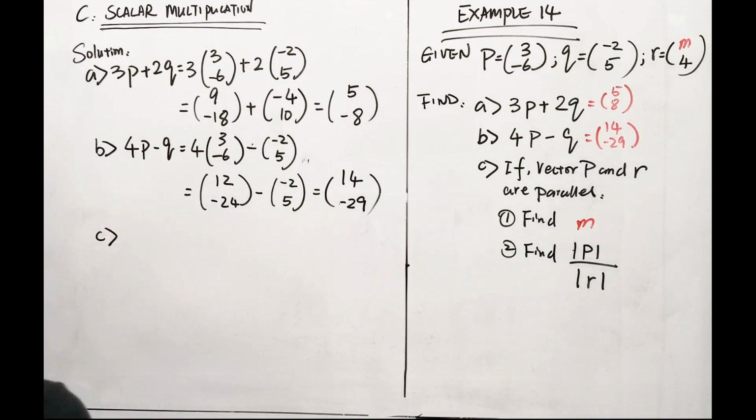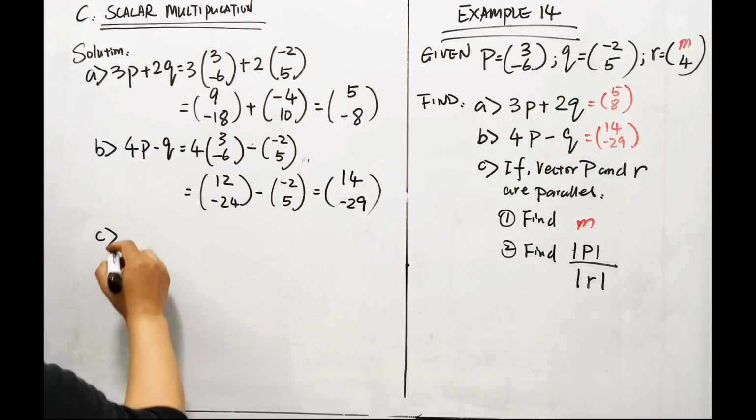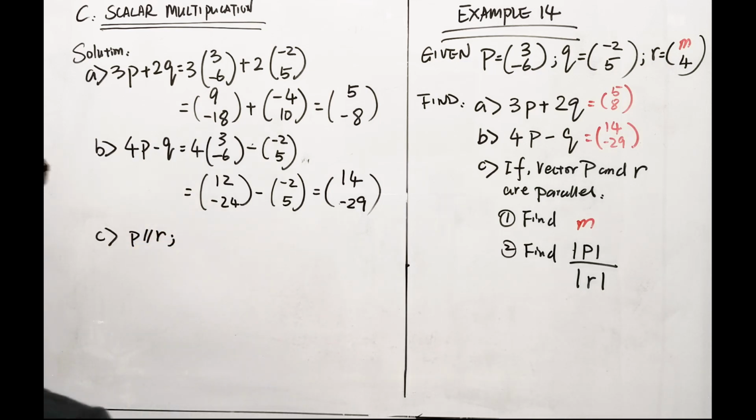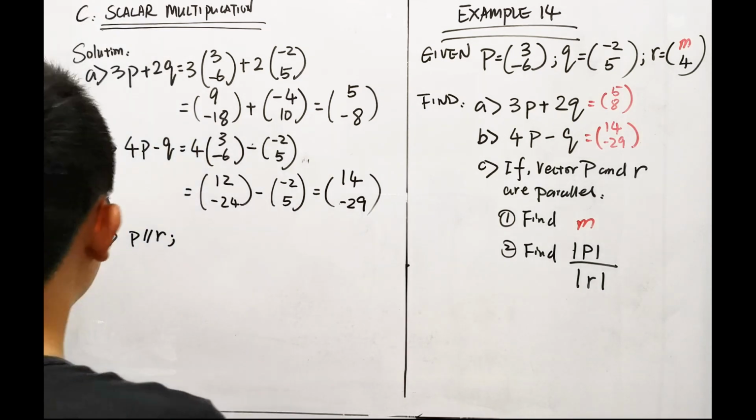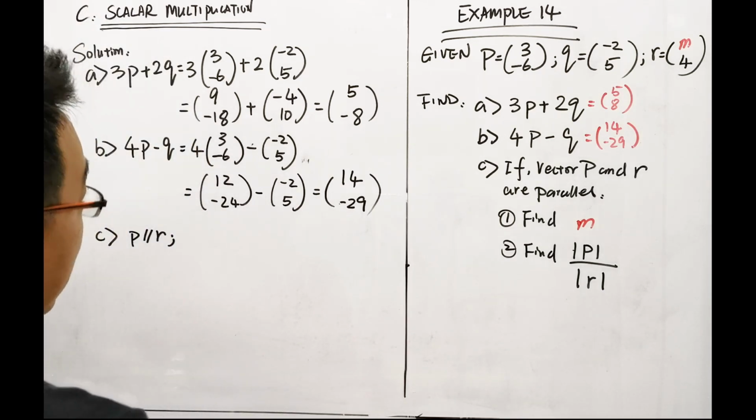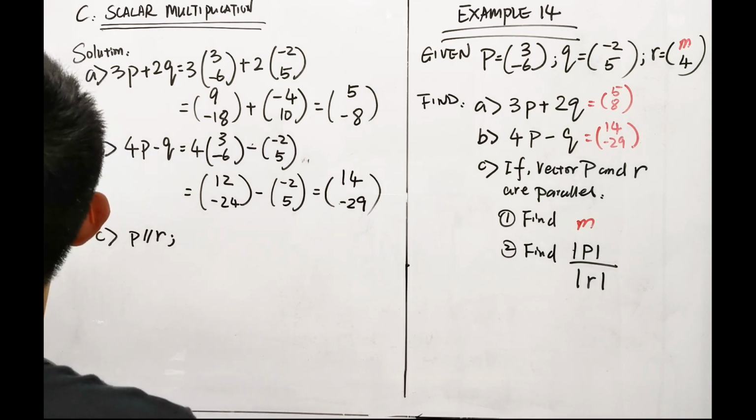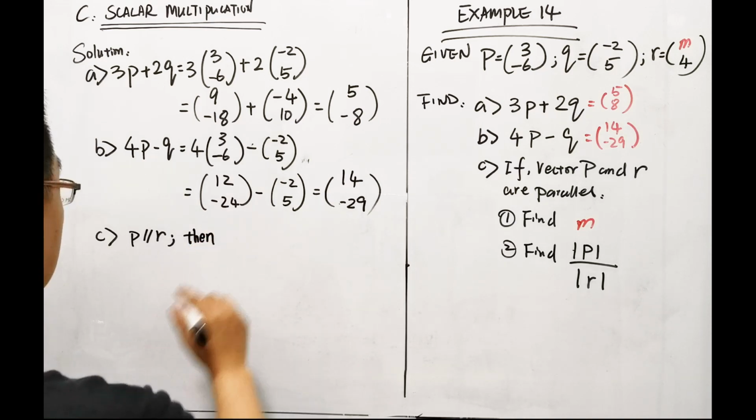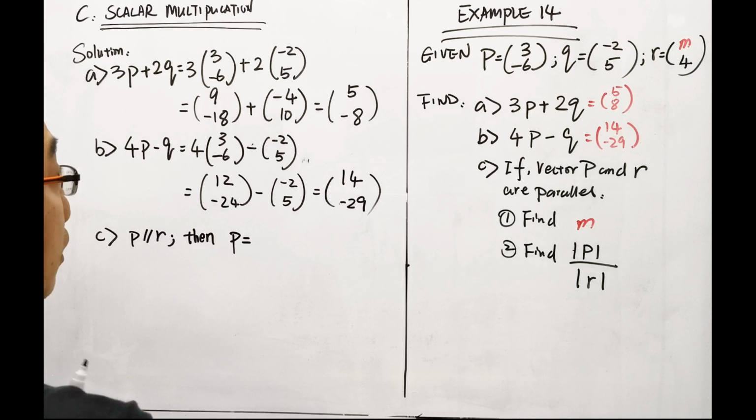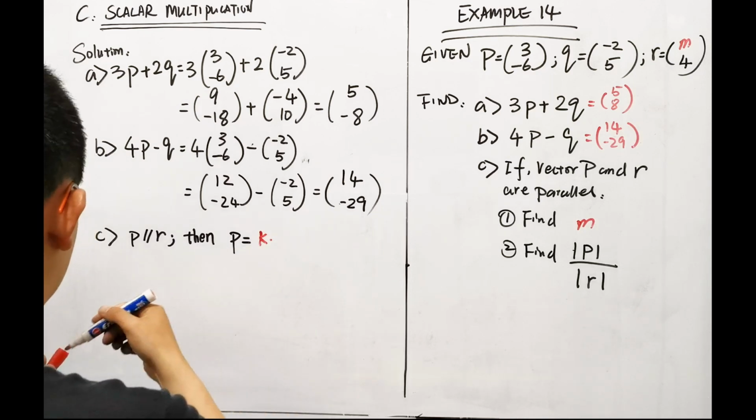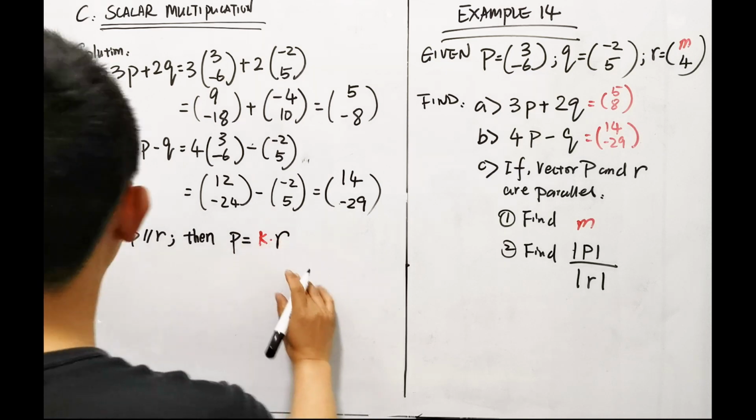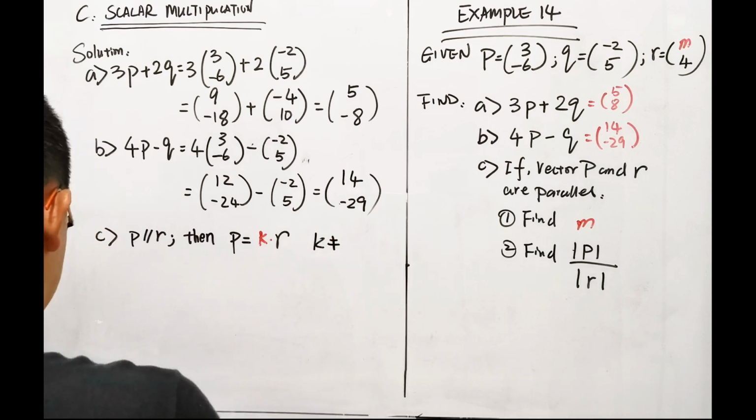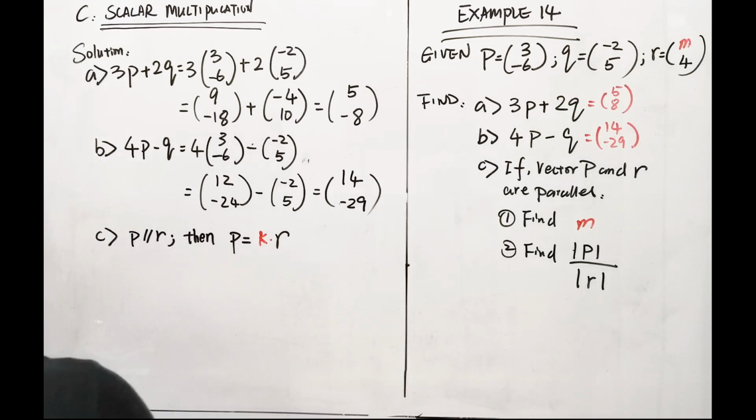C. C is what? So if P and Q are parallel, P is parallel to R. So if this is the case, what do we get? If two of them are parallel to each other, there must be a constant K in between, and we write it this way: P equals K times R. R is the vector, K is the constant. Also take note, R cannot be K, because recall what we discussed just now.